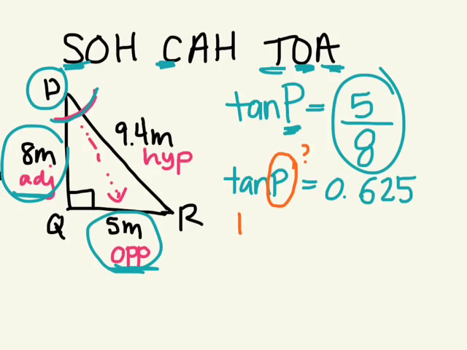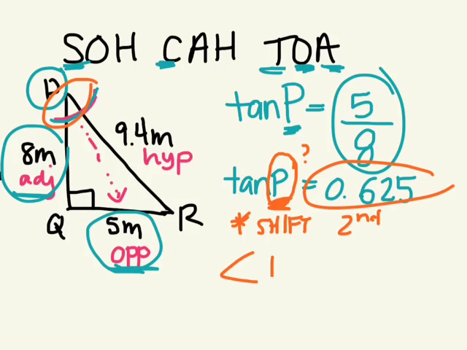Whenever you need to find the angle, you're going to push your shift button on your calculator, or second. We're finding P, this angle here. So we're going to punch in shift tan. We know the ratio, so we can figure out what this angle is approximately equal to, to the nearest degree. You should get 32 degrees.